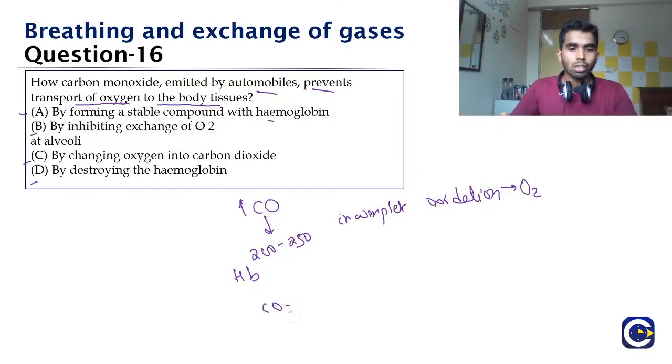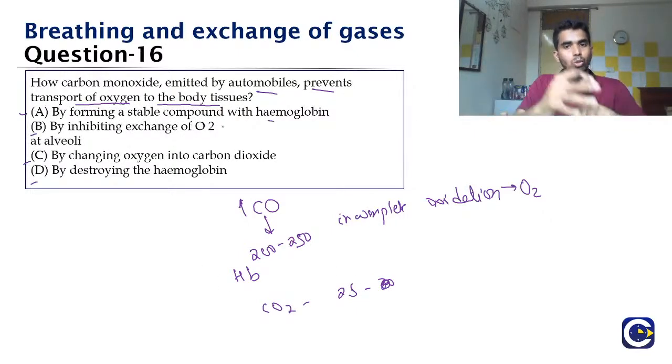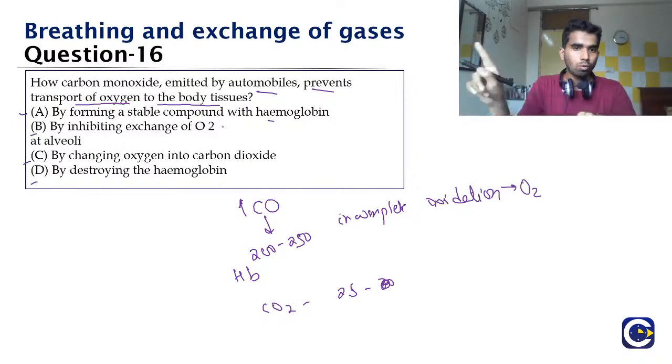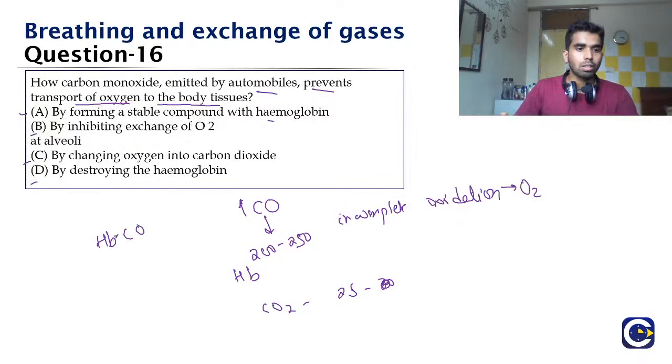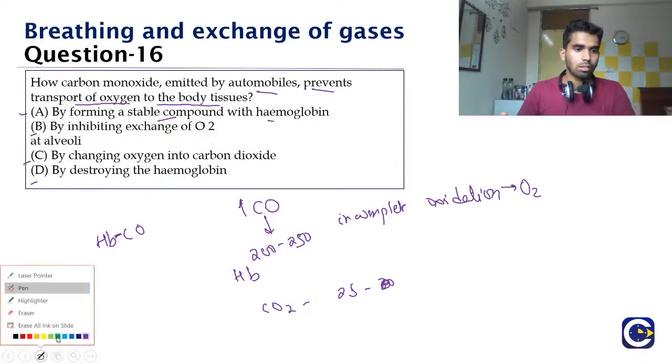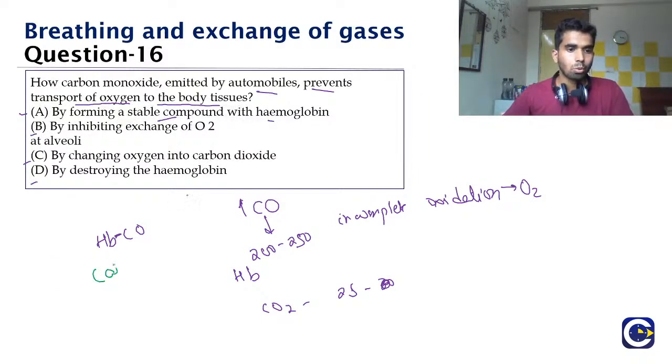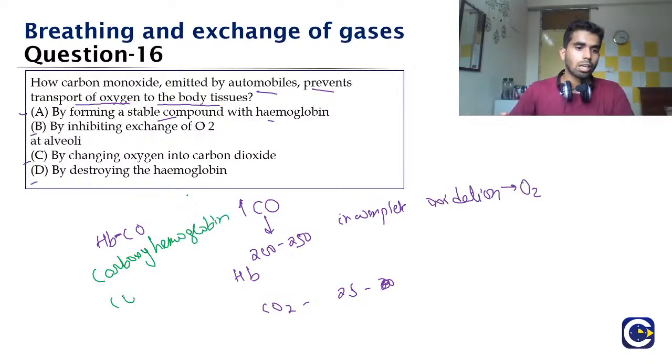Whereas carbon dioxide has only 25 to 30 times affinity. So if carbon monoxide goes and binds to the hemoglobin, it will not allow hemoglobin to bind with any other gas, isn't it? That is why it forms a stable compound. This compound, hemoglobin plus carbon monoxide, is known as carboxyhemoglobin. And carbon dioxide plus hemoglobin was known as carbaminohemoglobin.